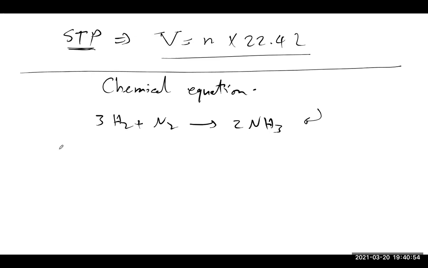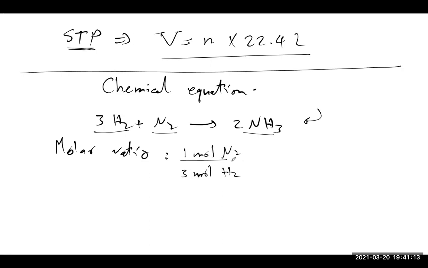After this, we will use something called the molar ratio. So what is the molar ratio? It is the ratio between any two substances inside the equation. So we have 3, 1, 2. The molar ratio for nitrogen may be 1 mole of nitrogen over 3 moles of H2. This is the first molar ratio. What is the meaning of the molar ratio? It gives you the ratio between the number of moles of two different substances. So it will be 1 mole of N2 over 3 moles of H2, or 1 mole of NH3 over 1 mole of N2, and so on.